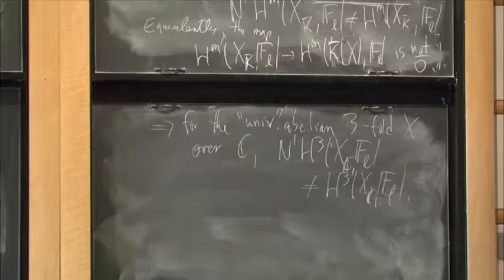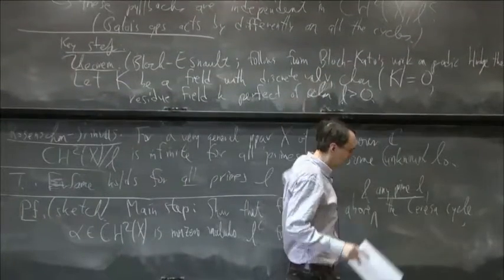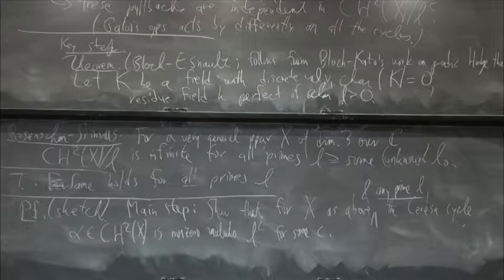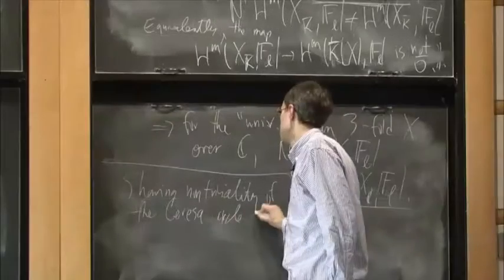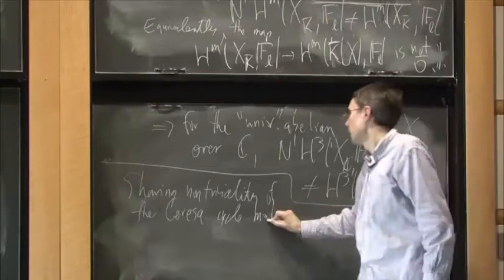Then you have to argue that this particular cycle, the Ceresa cycle, is non-trivial. And again, because I'm willing to work modulo just some power of L, it all reduces to calculations tensor Q or tensor QL, because I don't care exactly what power of L is going in there. So showing the non-triviality of the Ceresa cycle mod some power.